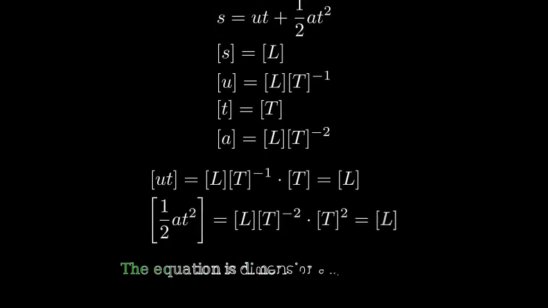Let's analyze the dimensions. s is distance, so its dimension is L. u is initial velocity, with dimension LT^-1. t is time, so its dimension is T. a is acceleration, with dimension LT^-2. So on the right side, ut has dimensions LT^-1 * T, which equals L. 1/2 at^2 has dimensions LT^-2 * T^2, which also equals L. Therefore, all terms have the same dimension L, making the equation dimensionally consistent.